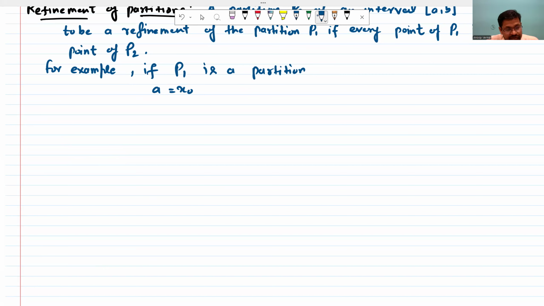So x0 is less than x1, x2, up to xn-1, xn equals b. Okay, so this is the partition P1.